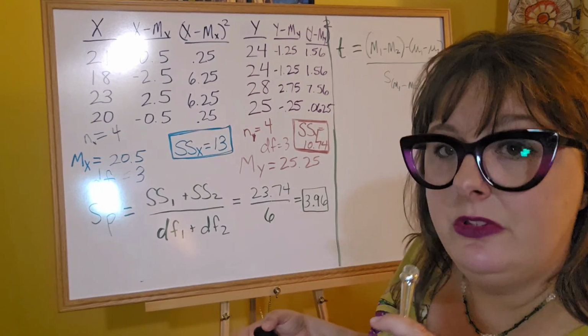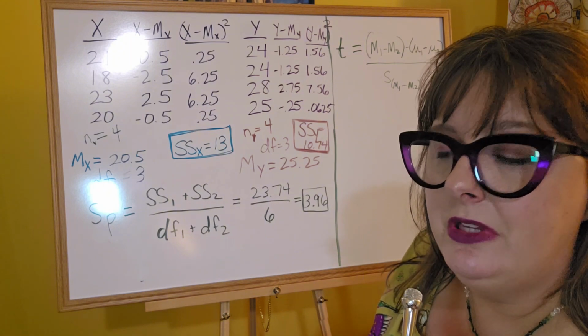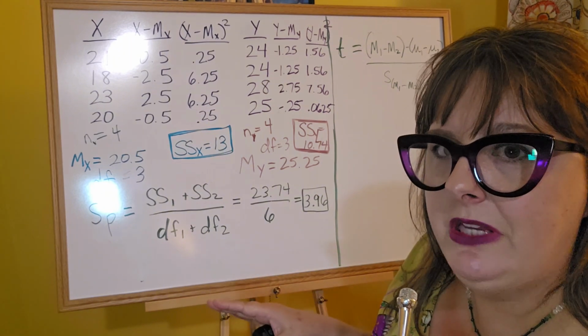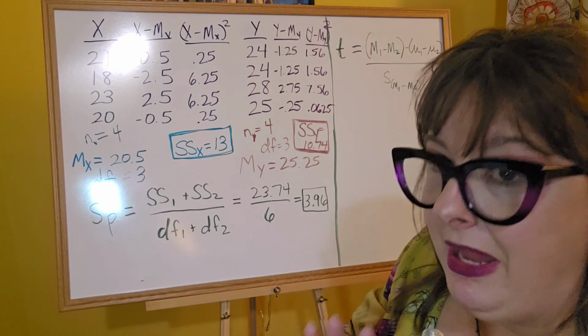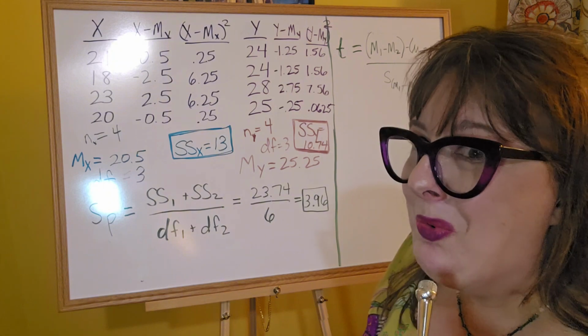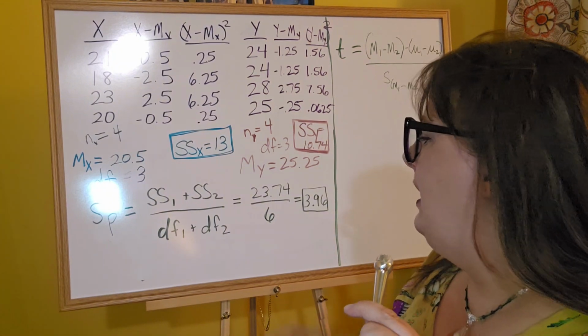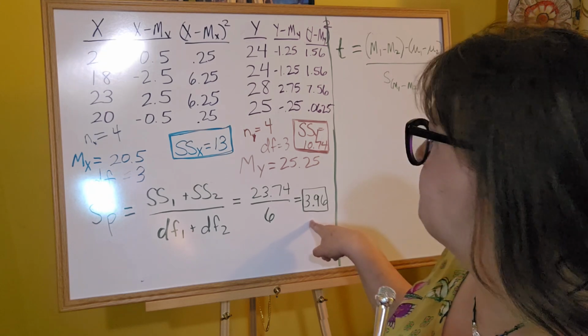Now, I did round to 2 decimal places. I do allow my students to round, and I say if you're going to round to 2 decimal places. If you have another instructor for another class, they may have other policies about rounding. Always make sure you do whatever they're expecting you to do. And so that is our pooled variance.